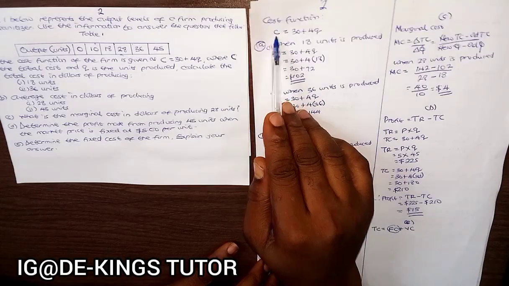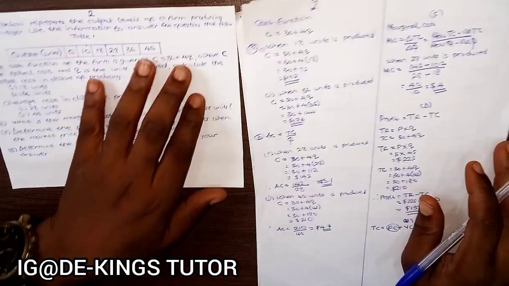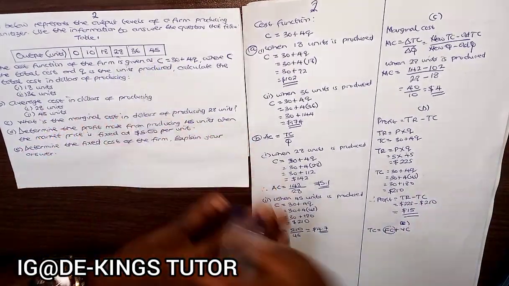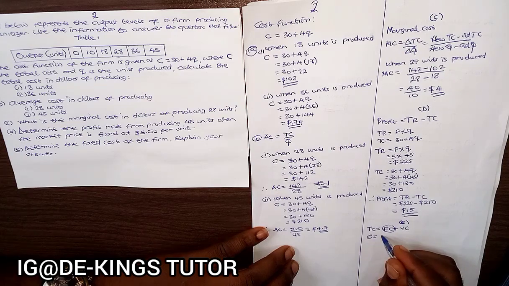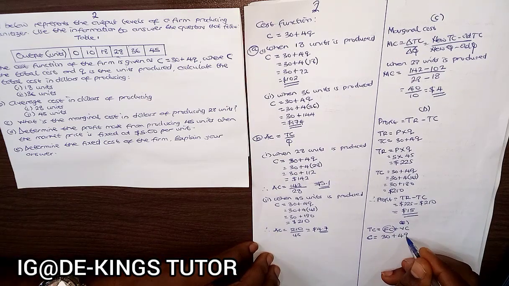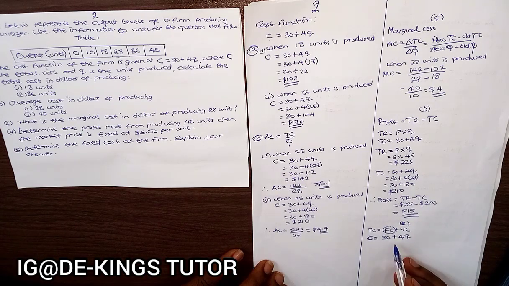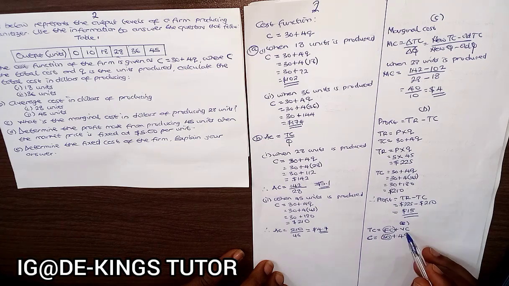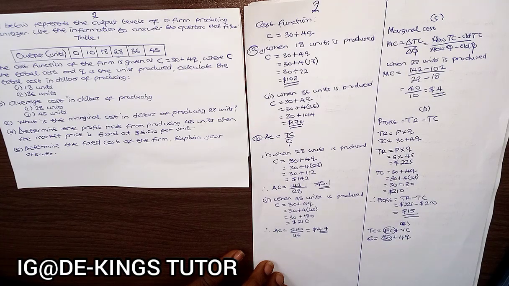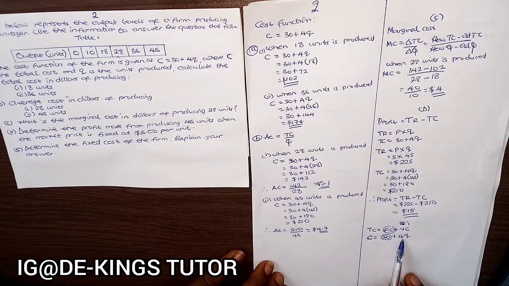Now let's check. If you remember our cost function, look at it. The cost function that was given in the question said C is equal to 30 plus 4Q. From this, we can see that our fixed cost is 30, while the variable cost is 4Q. Because remember, the variable cost is a cost that changes with the level of output. So this quantity here determines the value of the variable cost, because as the quantity changes, the variable cost will change. That is why there is nothing here. But this one, irrespective of the quantity, still remains the same.